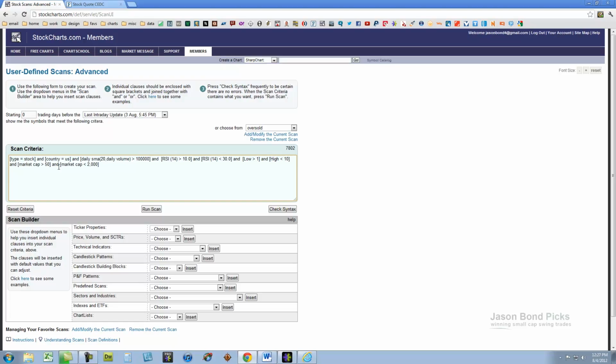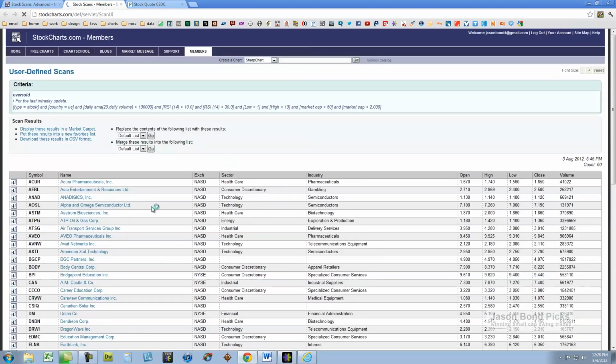Market cap, 50 million to 2 billion. This 50 represents million and this represents 2 billion. Okay, just trust me, you can look it up, but there's your scan. Okay, so I'm actually going to add or modify this scan because I don't want stocks under $1 anymore. I'm just tired of them. And I'm going to save it. All right, so now I'm going to run the scan.